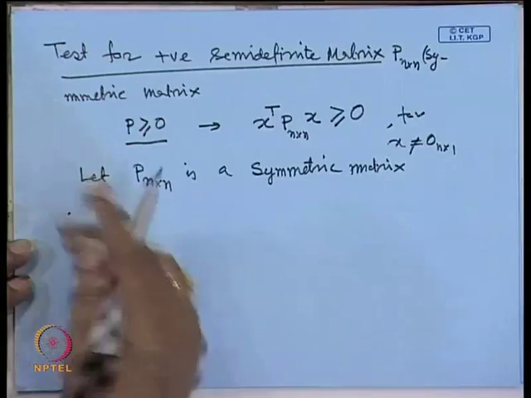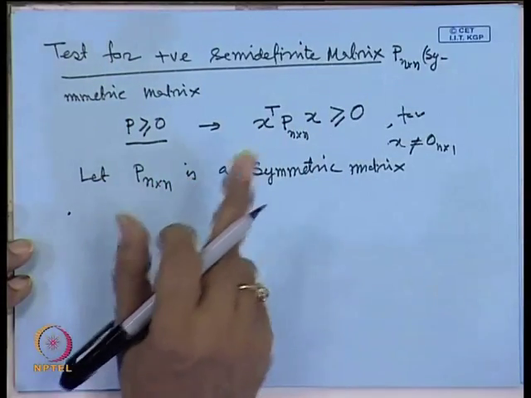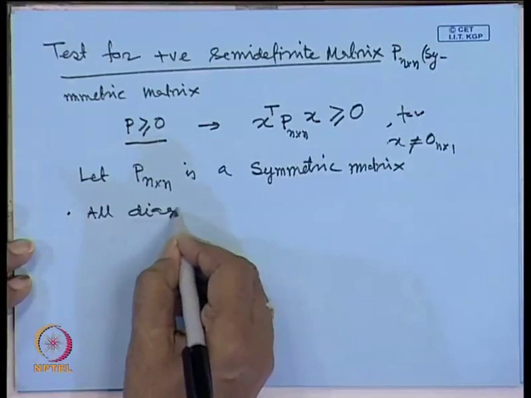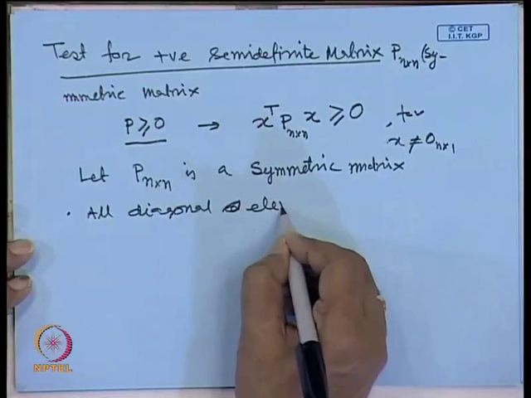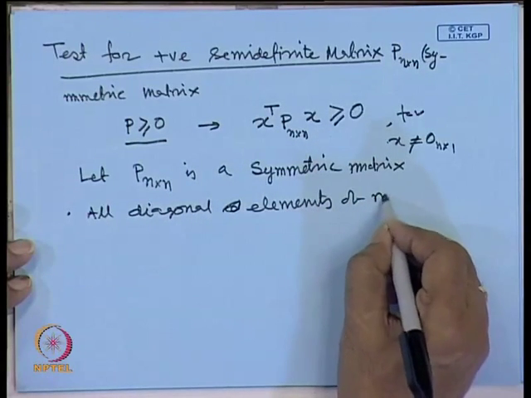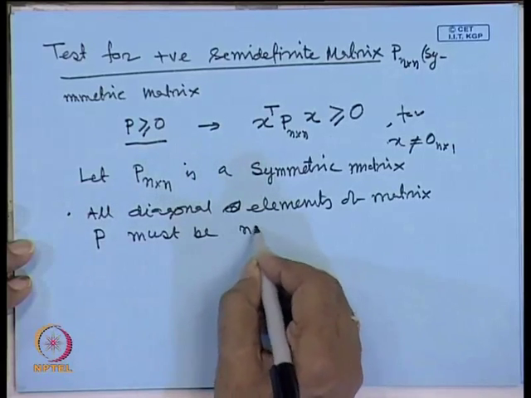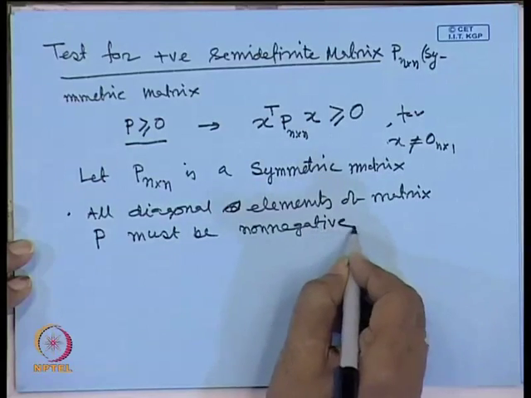Then what you have to do? You check first the matrix that is given: if it is positive semi-definite, all the diagonal elements must be positive or some may be 0 also, but it cannot be negative. Agree? So, in other words, all diagonal elements of matrix P must be non-negative. Once the matrix is given, immediately I can say whether it is non-negative. If it is non-negative, then we can proceed further. Non-negative means it may be positive, some element may be 0.